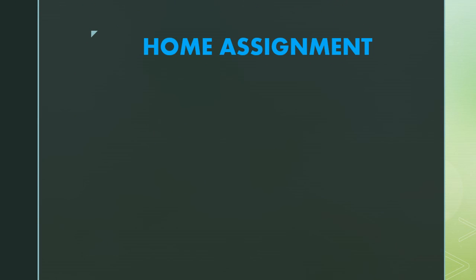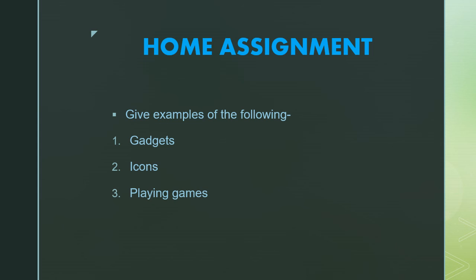Let us move towards the home assignment. Give examples of the following. Minimum two examples you are supposed to give for each of these questions. First one, gadgets. Second, icons. Third, playing games. All these things we have studied right now, so it would be very, very easy for you to find out the answers to these questions.